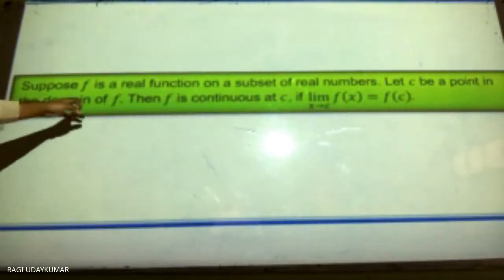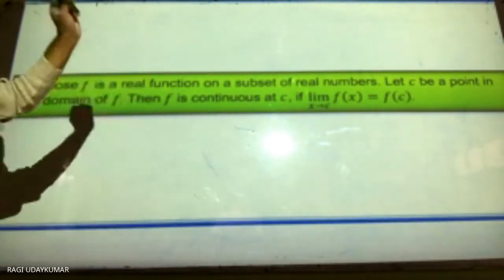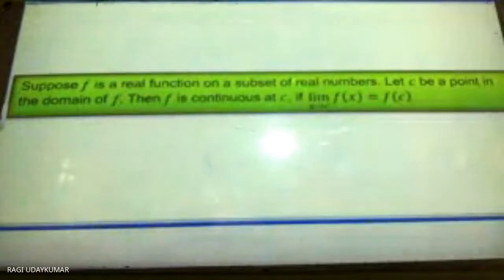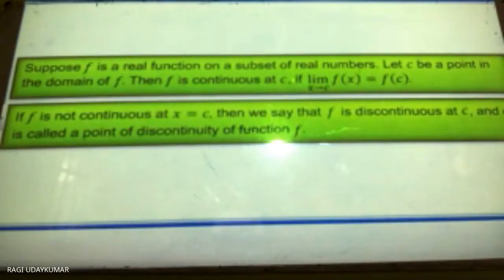Okay. Now, suppose f is a real function on a subset of the real numbers, and c is a point in the domain of f. Then f is continuous at a particular point c if the limit as x tends to c of f of x is equal to f of c. So, continuous at a particular point. Previously, whenever you took the point 0, in the first two problems it is not continuous at x equal to 0.